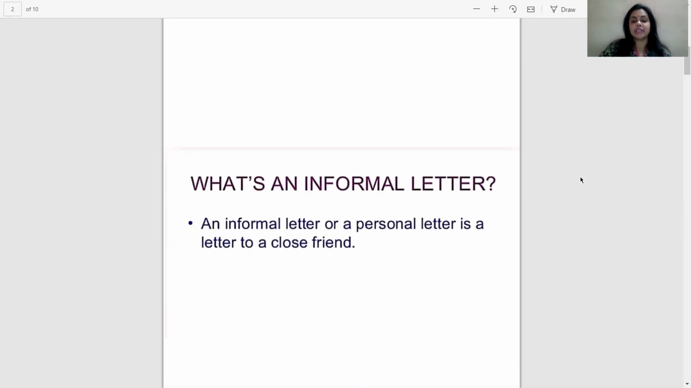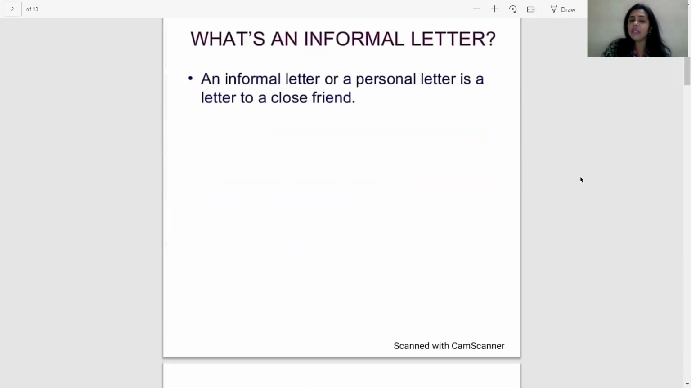An informal letter is a letter written to a very close friend, or a very close person to the family, our relatives, close friends, the people who are like family to us. At times we also develop some relations professionally, and they become close to us. So for them also we can write informal letters, right?